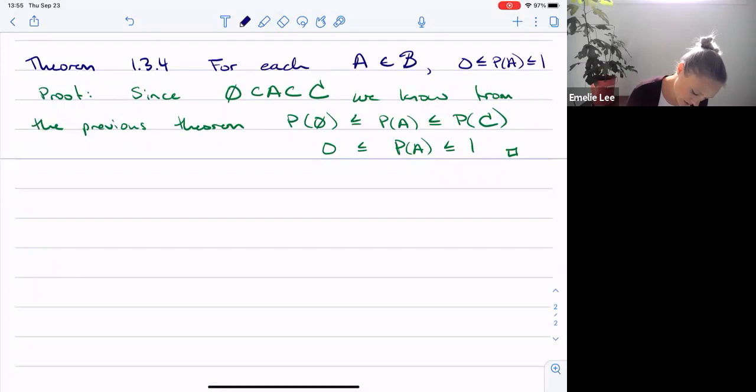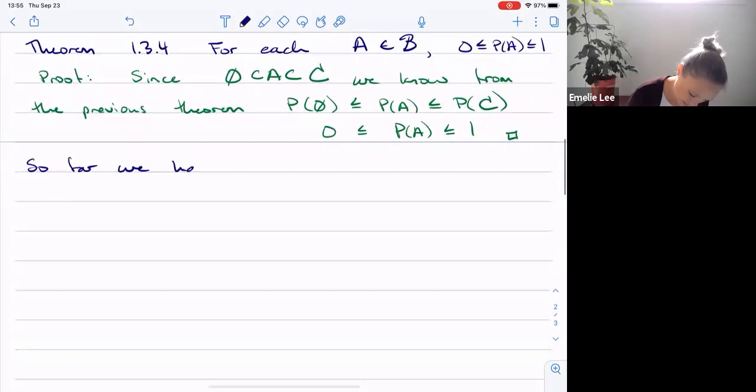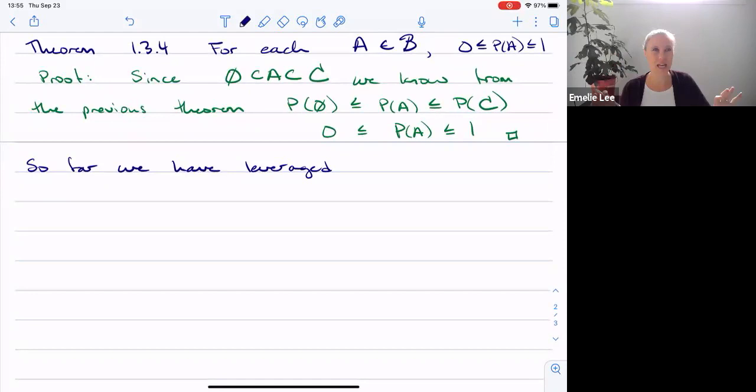So far, we have leveraged the fact, hey, there's a fly in here, and it's been in here for days, and it just won't leave me alone. It wants to learn stats so bad.